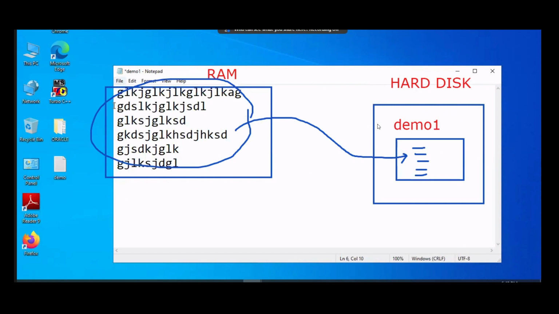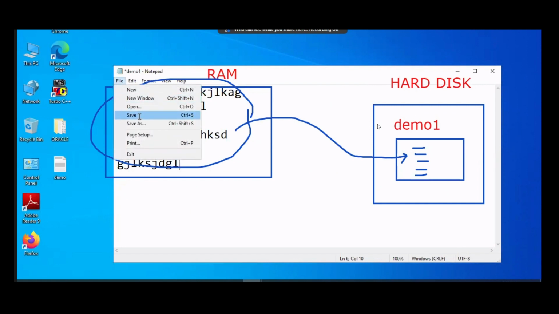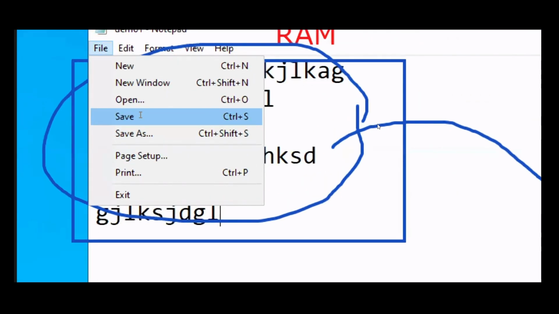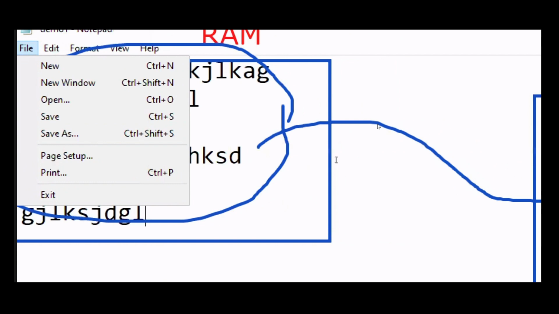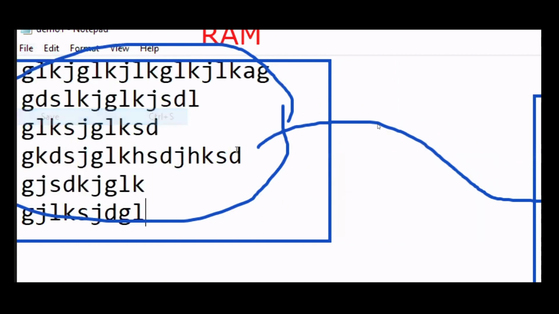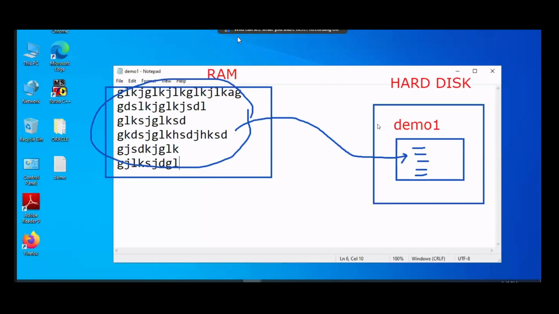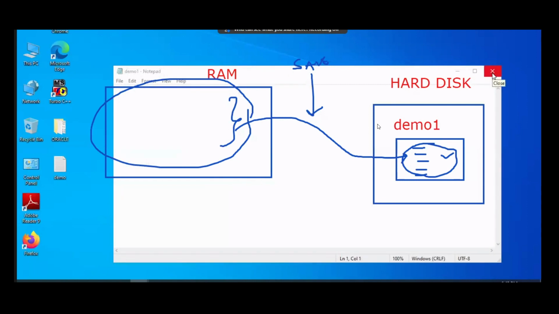So to save this data, in the file menu, which option are we selecting? Save option. In the file menu, when we select save option, the data in the RAM will be moved to the hard disk. I'm selecting save option now. When this save command is executed, the data in the RAM moves to the hard disk. In the file it is stored now. Because it is saved in the hard disk, when I close this window, it is not giving me a warning.